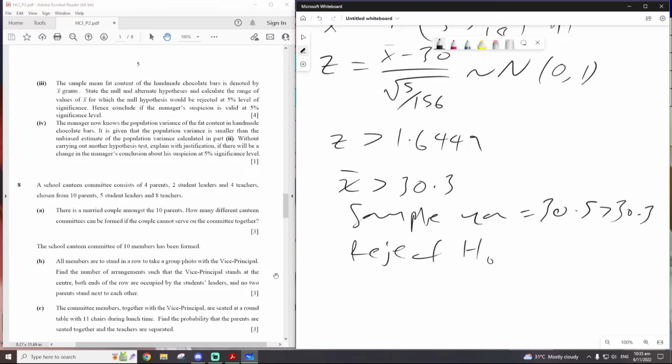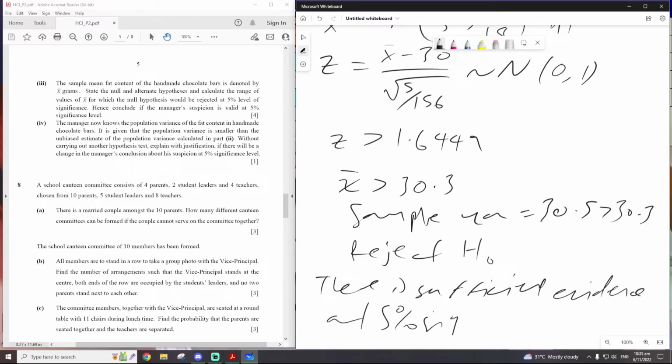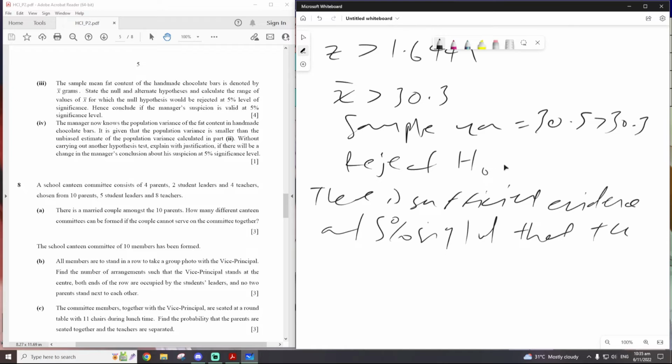There is sufficient evidence at 5% significance level that the mean fat in a chocolate bar is more than 30 grams.